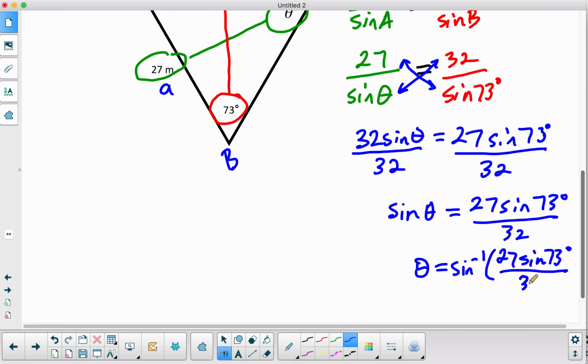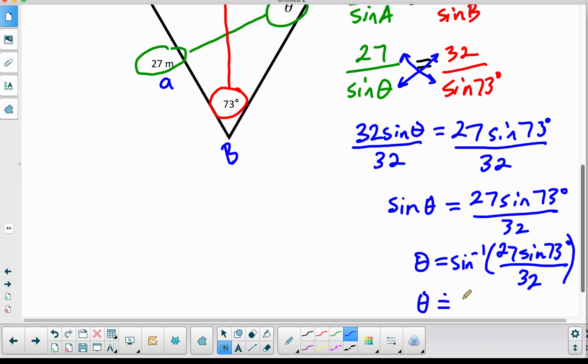Okay, so in your calculator, you're going to punch in 27 times sine 73, hit equals, and then divide by 32. And then you hit, at the end, second function sine to figure out the angle. So you should practice doing this calculation right now. Okay, so I got about 54 degrees, if we round to the nearest degree.